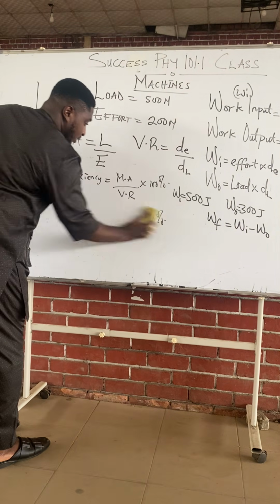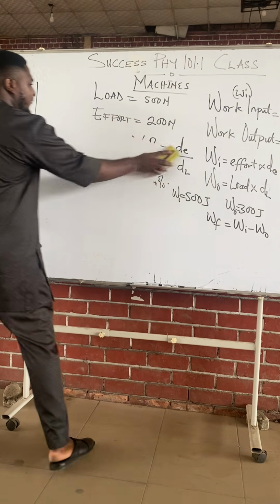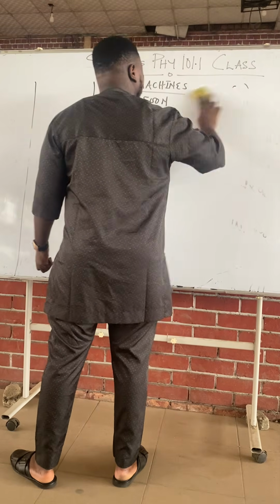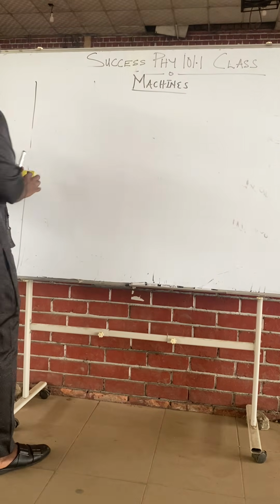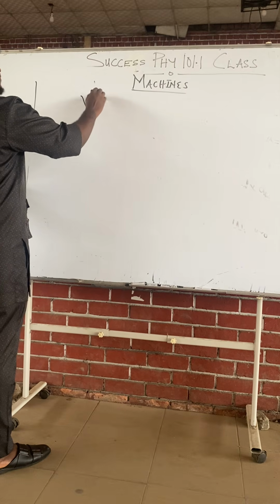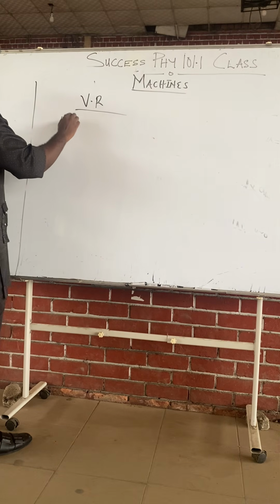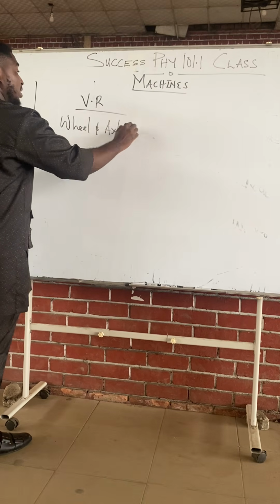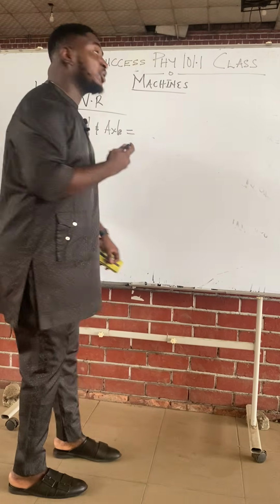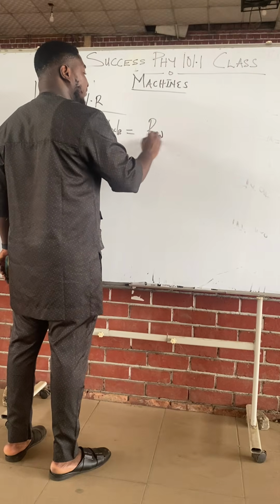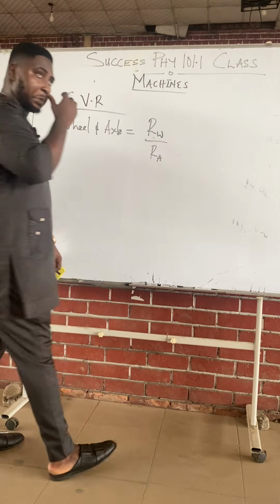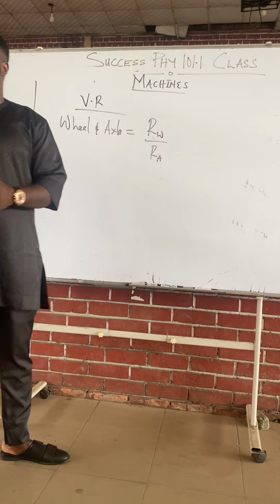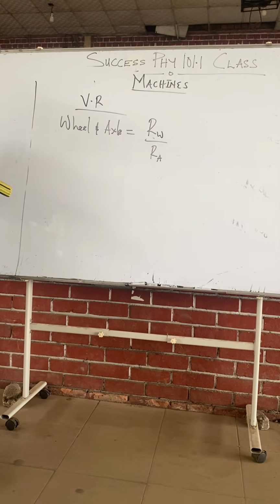Now, class, velocity ratio. Let's start with the wheel and axle. Types of machine and their velocity ratio, the wheel and axle. The velocity ratio of a wheel and axle is radius of wheel all over radius of the axle.